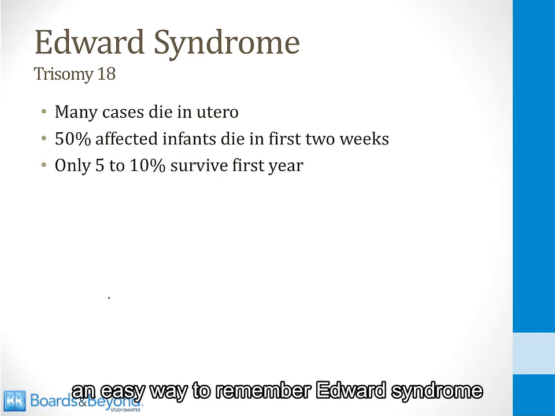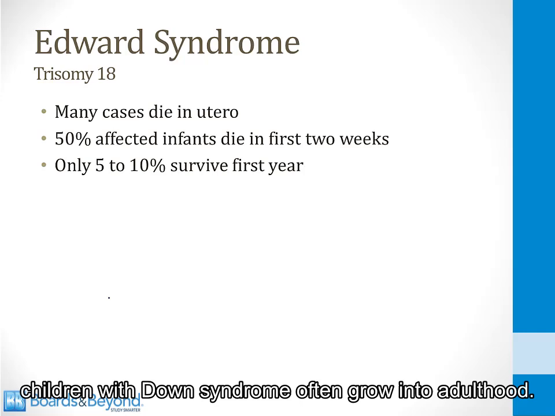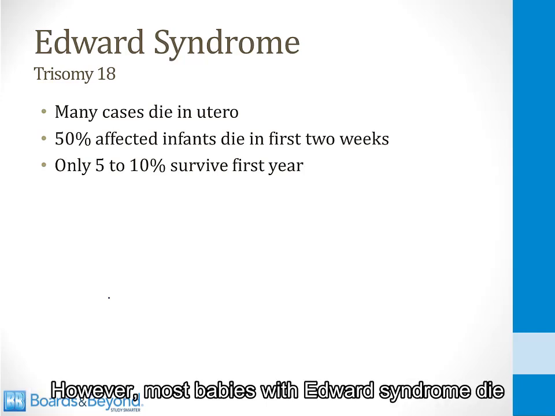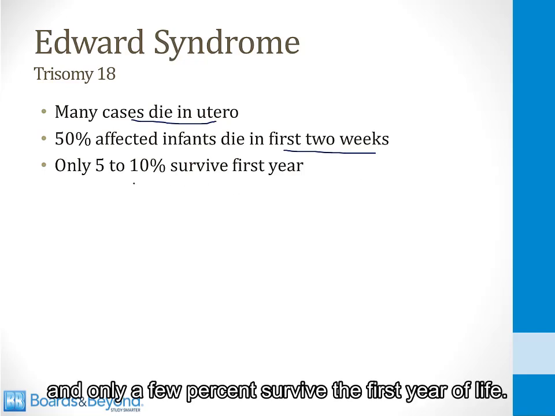As I said before, an easy way to remember Edwards syndrome is to think of it as a more severe form of Down syndrome. Children with Down syndrome often grow into adulthood. However, most babies with Edwards syndrome die in utero, and 50% of affected infants die in the first 2 weeks of life, and only a few percent survive the first year of life.